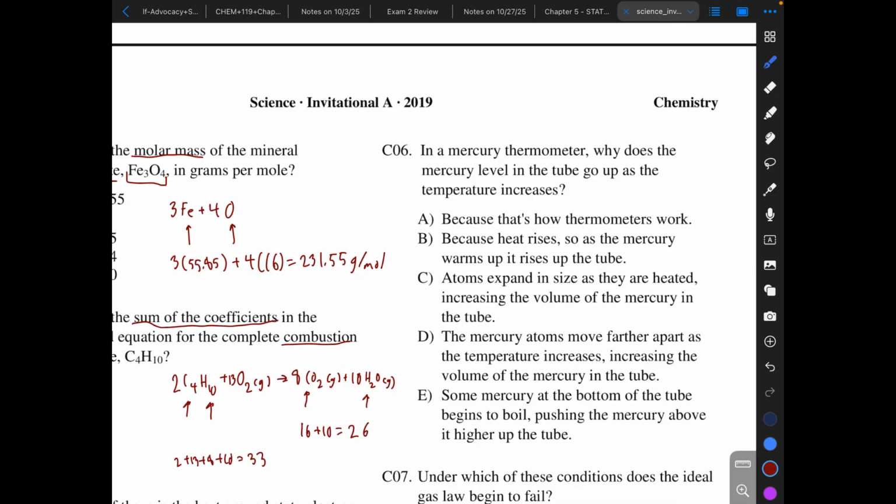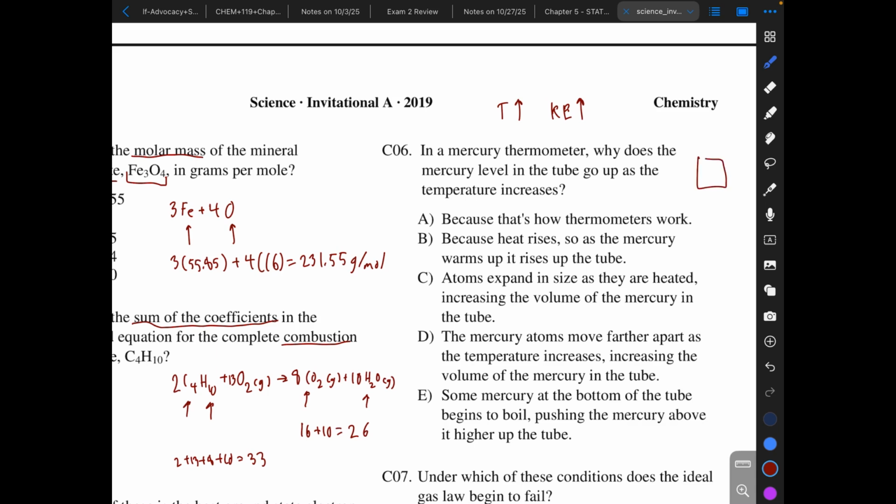For this next question, we're asked, why does the mercury level go up in a thermometer as the temperature rises? Let's understand how temperature relates to atoms. As the temperature rises, the kinetic energy in an atom rises. So the atoms will have more kinetic energy, which means they'll move faster. And what happens when atoms move faster? They're going to travel through more distance, and they're going to pretty much expand.